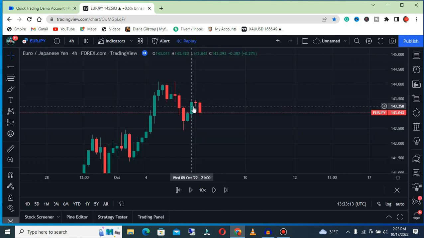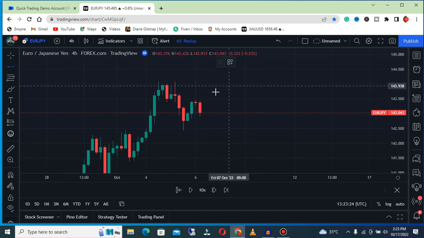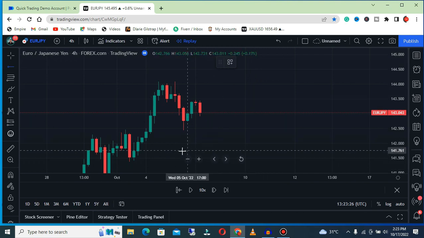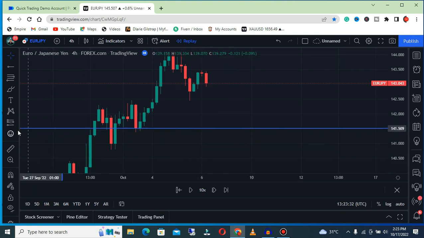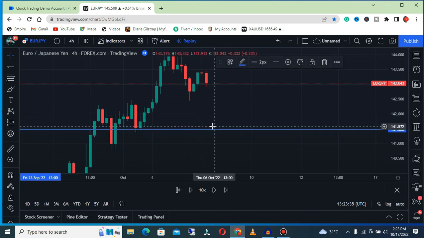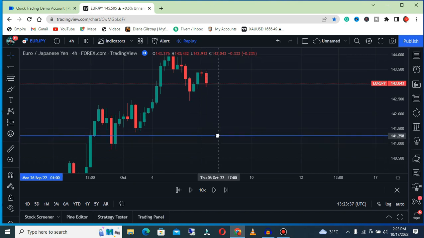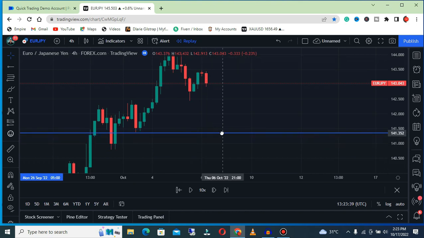All right, so right now this is a very good moment for us to take a trade, but before then we need to point out our support and resistance real quick. So let's click this to take out our support and resistance. I think the support and resistance would definitely be from this part. As you can see, this is a good time for our support.